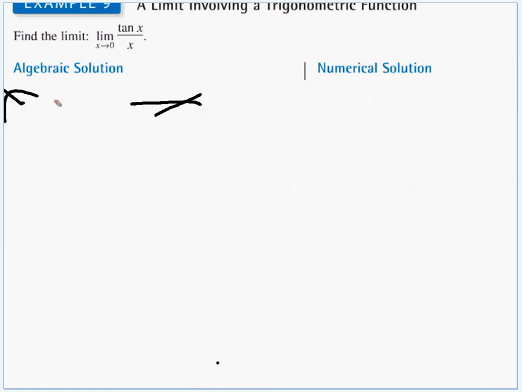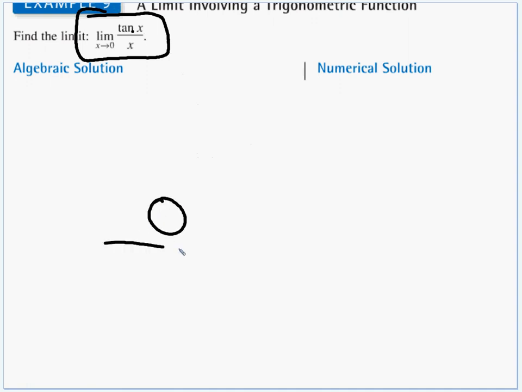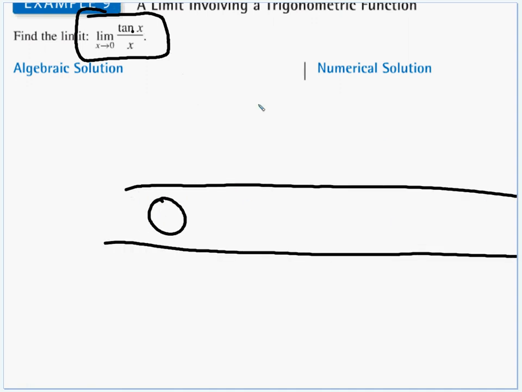Maybe we're skeptical. Maybe we think we made a mistake. We could do a numerical solution, just with a table of values. We could punch this into our TI-89, make sure you're in radian mode. Everything in calculus is always in rads, never degrees in here. If we go really close to 0, because that was our approach number, x was approaching 0, let's just do like negative 0.1 and positive 0.1.